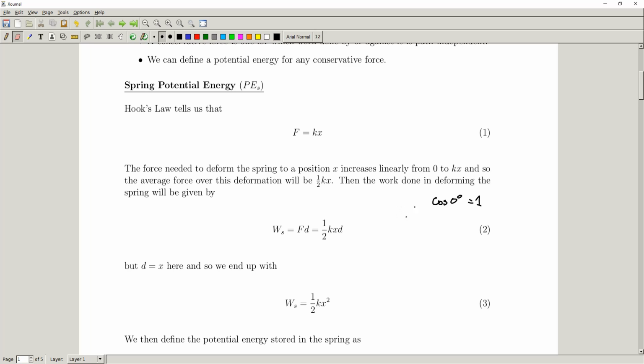But so we can then replace the force, like we just talked about, from over here, the average force that we're going to need over that deformation, and we end up with the expression that we have here, except that this deformation ends up being x, right? We're deforming this some distance x, and so we can just replace this d with an x, and we end up with an x squared, and we end up with the expression that we see here, right?